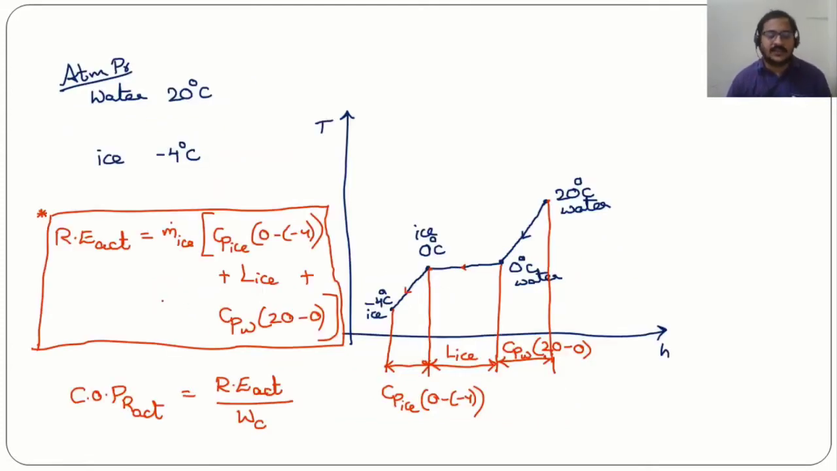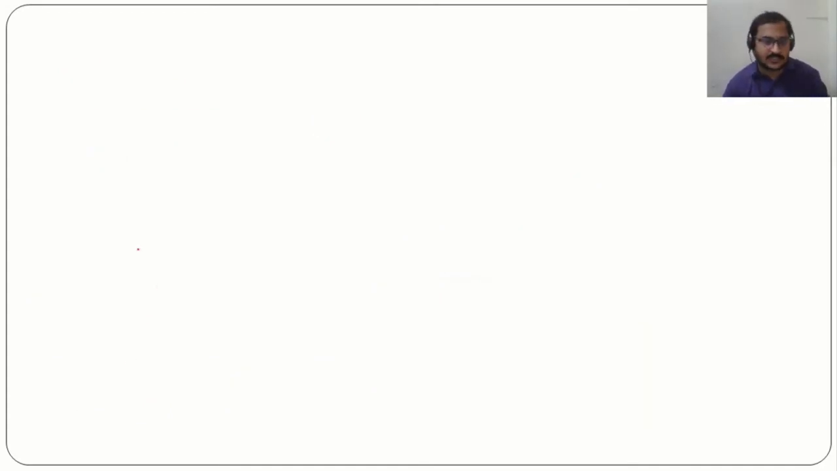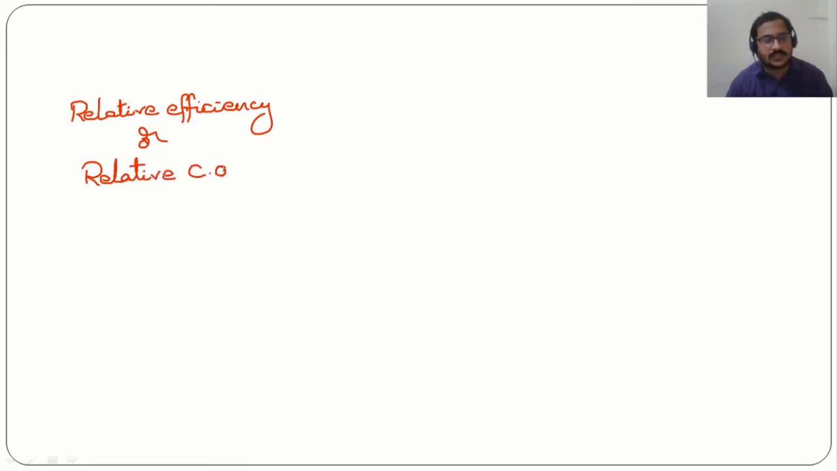So the difference or this variation in the COP is given by the relative efficiency or relative COP. So this relative efficiency or relative COP is given by actual COP divided by the ideal COP.